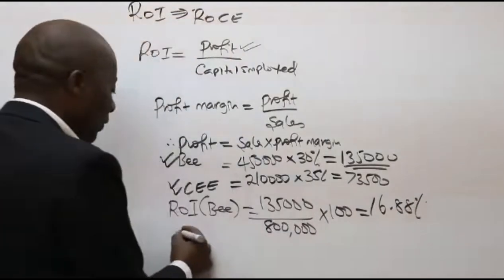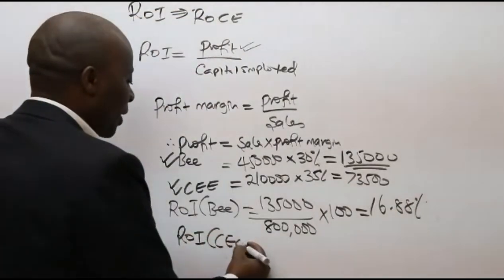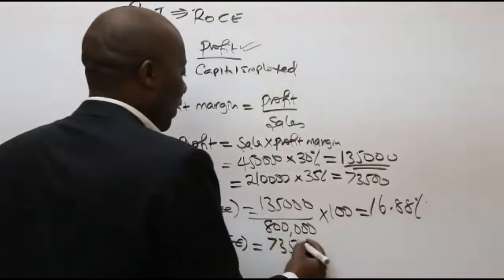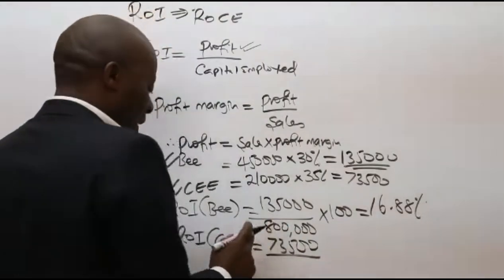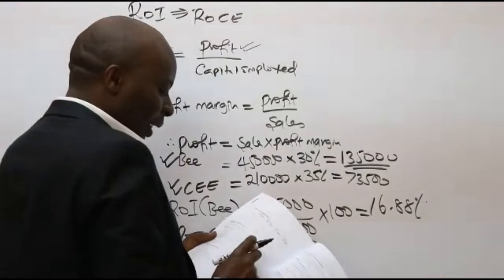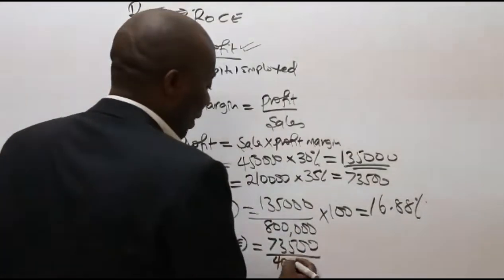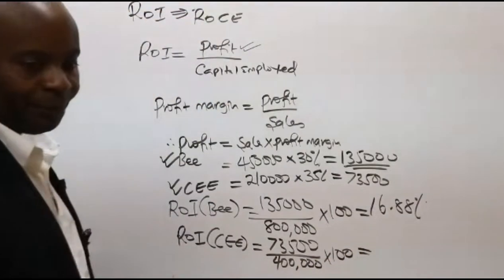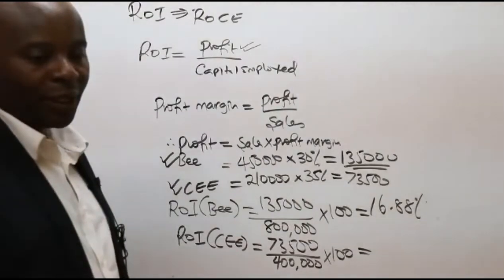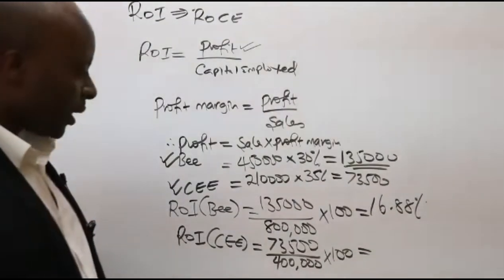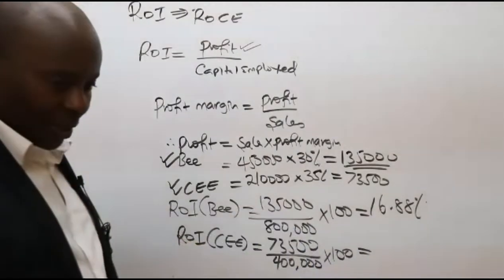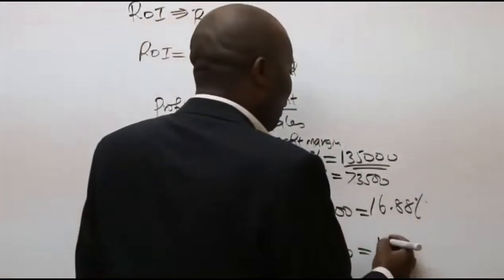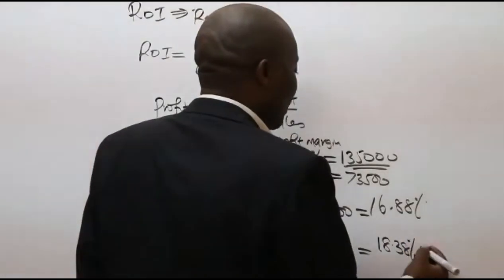Thank you very much. And then we have the ROE of which company here? Of C. Fortunately, we have the profit of C as 73,500 over the investment in C, which is also known as capital employed. I can see it's 400,000, times 100. So this at the end of the day will give us what answer? 18.38, 18.38.